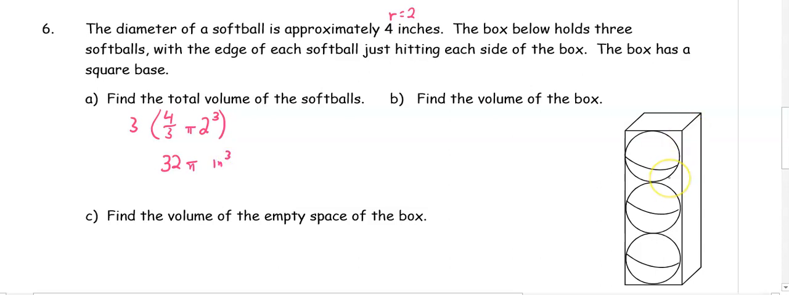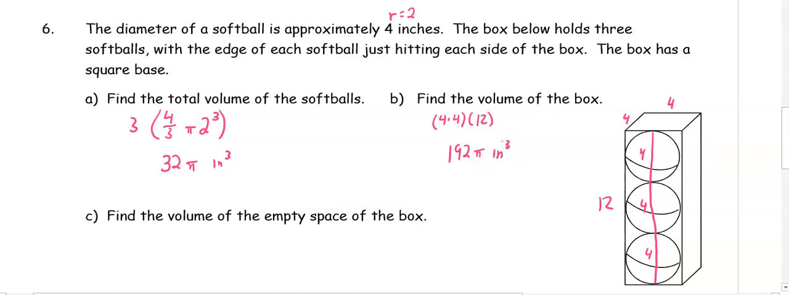They said that it fits 3 softballs going side to side in the box. So if the softball is touching and has a diameter of 4 inches, that means the dimensions of the box are 4x4 for the base. And if there are 3 softballs stacked on top of each other, each with a diameter of 4, that means the height is 12. So to find the volume of the box, we would have 4 times 4 times the height of 12, which is 192 inches cubed.